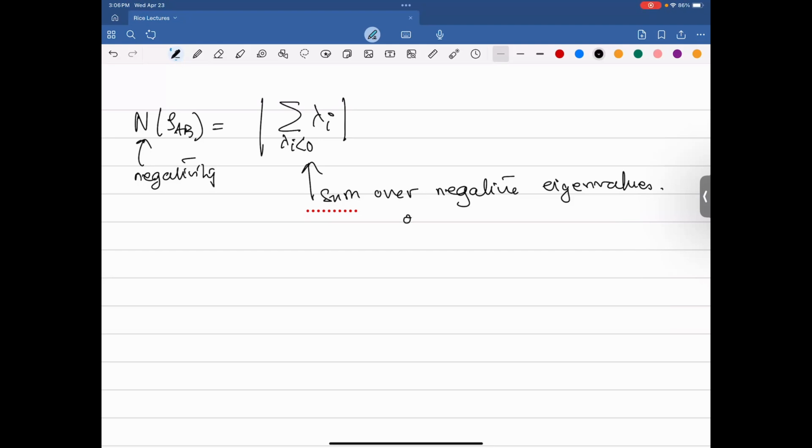Sorry, there is some ambiguity here. Of rho AB TB, so lambda i here is not the eigenvalue of rho AB, but of rho AB TB. Thank you.